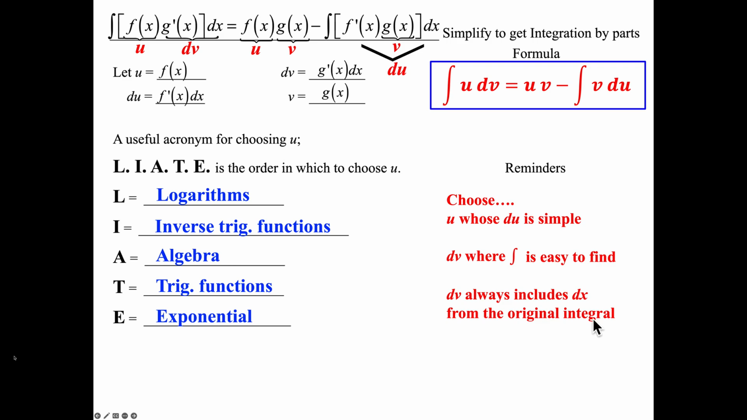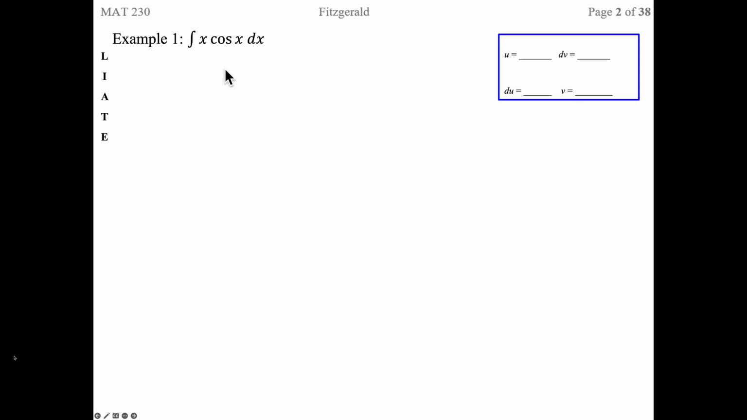All right, so let's apply these rules in some examples. Let's say we're trying to integrate x times cosine x dx. You can see we have a product of two functions, hence the product rule. So if we go through our list, do we have any log functions? No. Do I have any inverse trig functions? No. Do I have any algebra functions? Yes. My x is my algebra function. So u is going to be my x. My dv is going to be my cosine x dx.